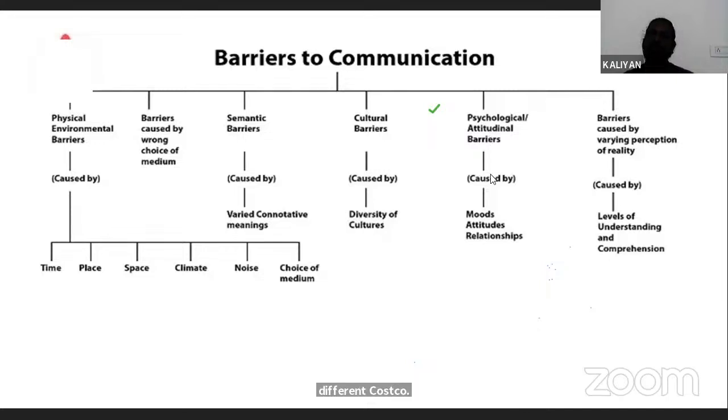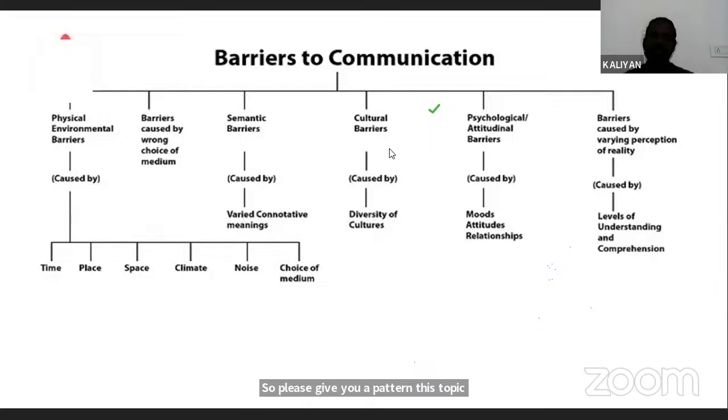Psychological and attitudinal barriers, based on moods and relationships, will create a barrier to communication. And barriers of varying perception of reality: how one person understands or comprehends a particular message can also create a barrier to communication. These are the barriers to communication. This is also a very important topic in communication. Please give importance to this topic.